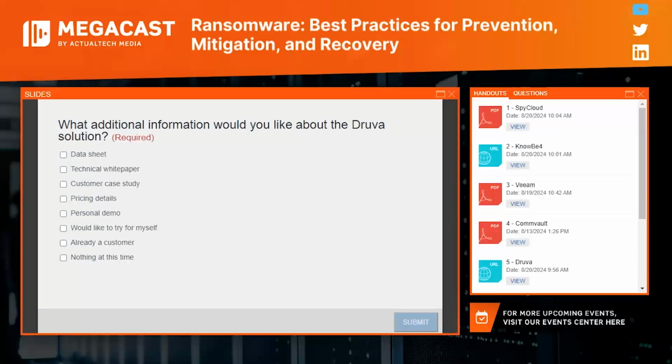And then maybe one final question here, and then we might hit time. Omar's wondering if Druva has an SLA for recovery points.